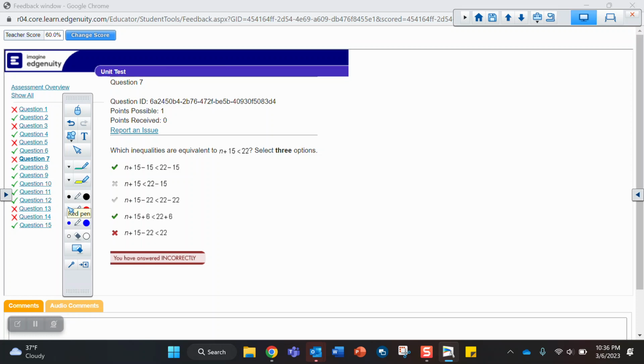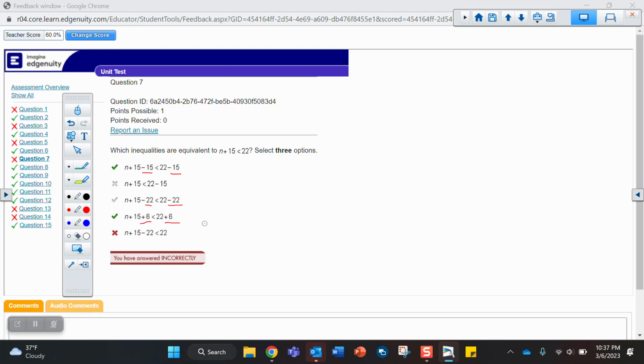Which inequalities are equivalent? So basically you're just trying to see when I do the same thing to both sides. So this first one is how we would actually solve it. We would subtract 15 from both sides. That works. This second check mark here, the third one down, shows subtracting 22 from both sides. And while that doesn't actually get us closer to the solution, because it was done to both sides, it does work. Same with this one, we're adding 6 to both sides.